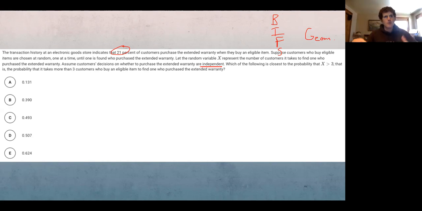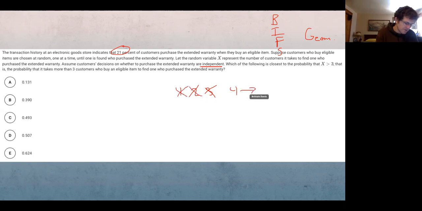Which of the following is closest to the probability that x is greater than 3, that it's going to take more than 3 customers? Basically, we don't want the first, the second, or the third customer to buy the warranty, but anything 4 and beyond is great.